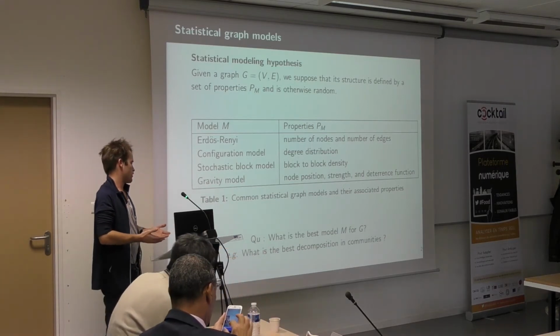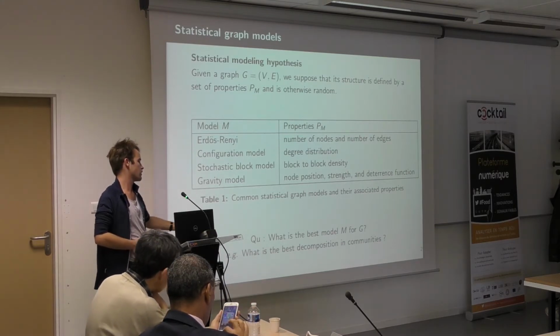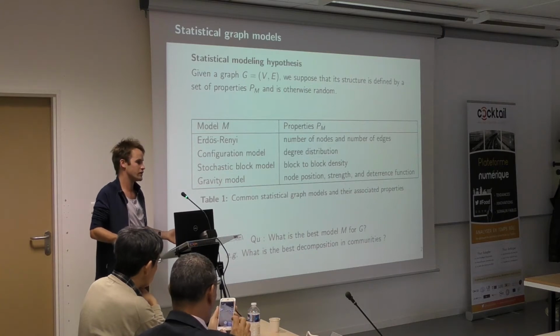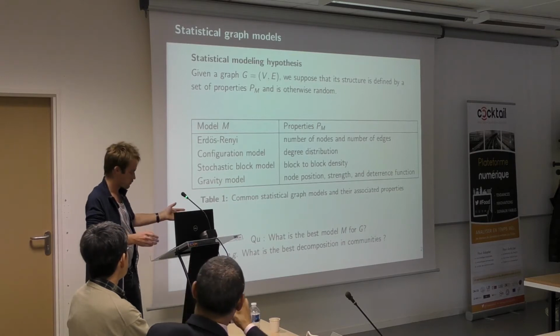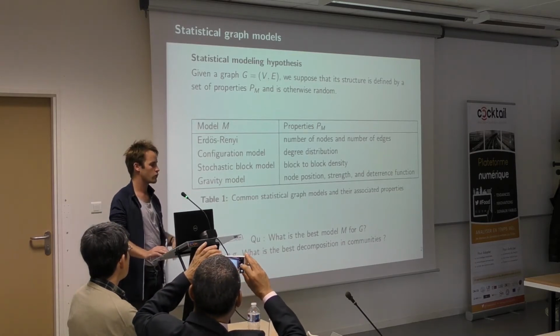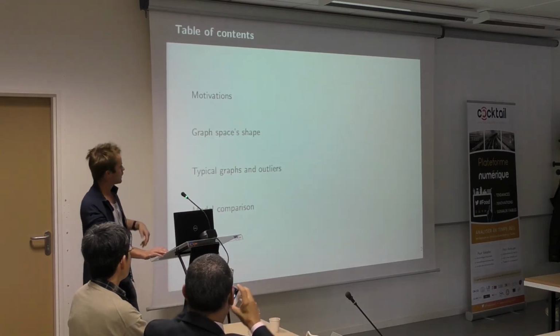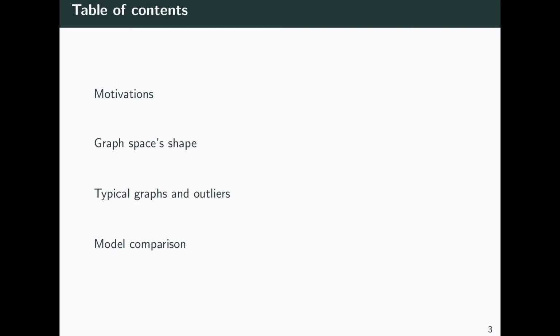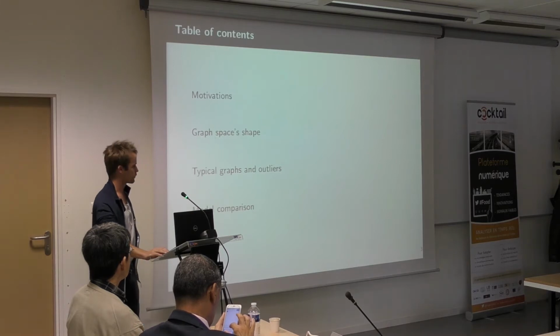Which are the properties which explain best the structure of edges? And to be even more specific, one even more typical question is to find the best decomposition in communities. It can be seen in the case of stochastic block model as such a choice. But those are only some questions that one could ask using those statistical graph models. So after explaining the motivations of this framework, which is graph spaces, I will present various properties they have and why it is interesting, focusing on 3 examples.